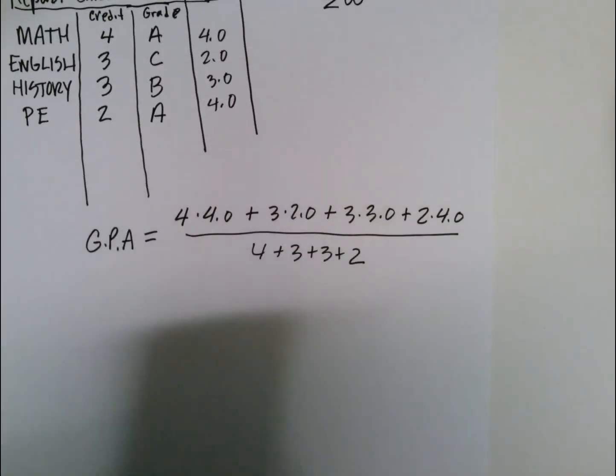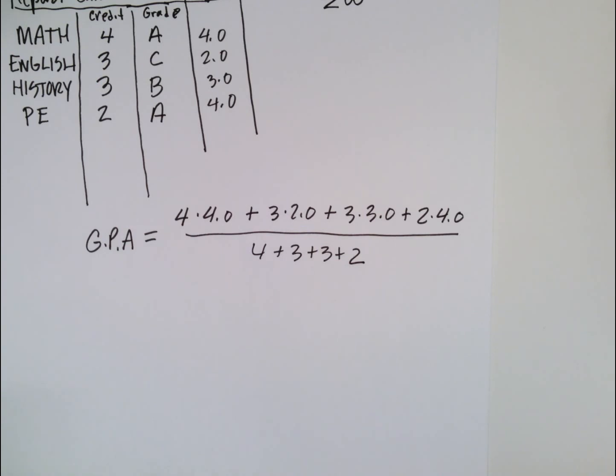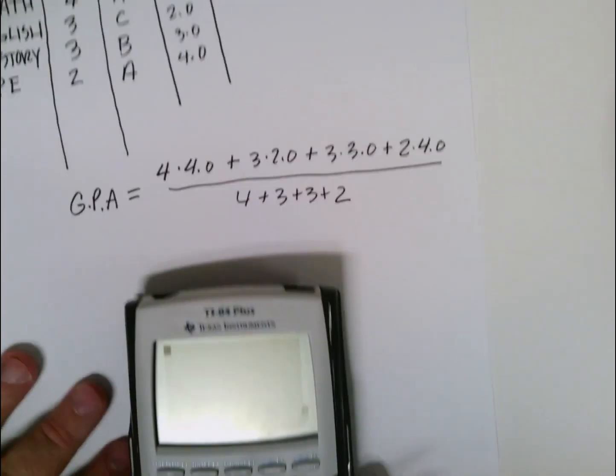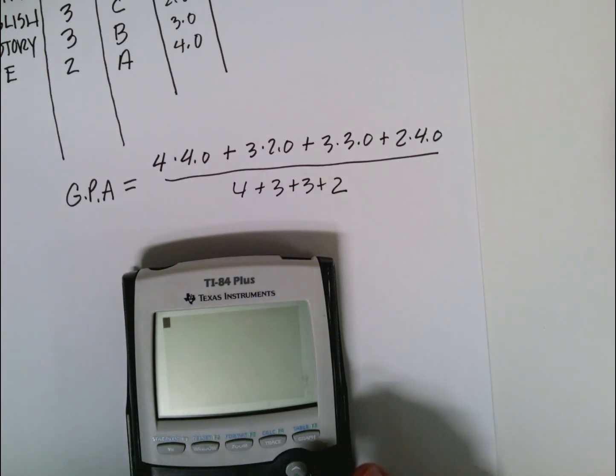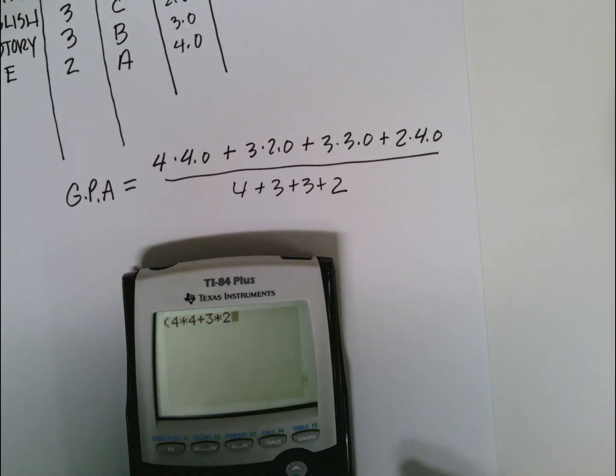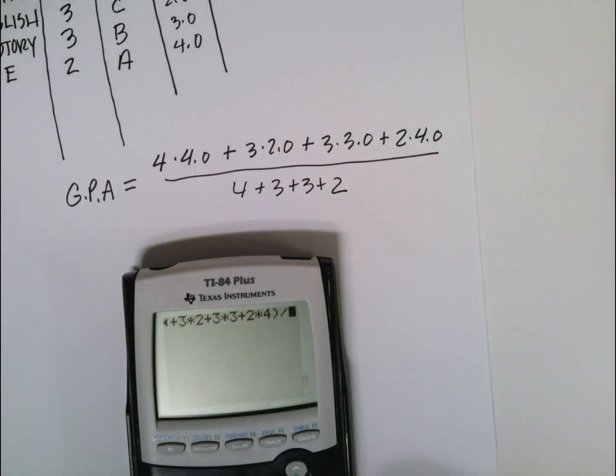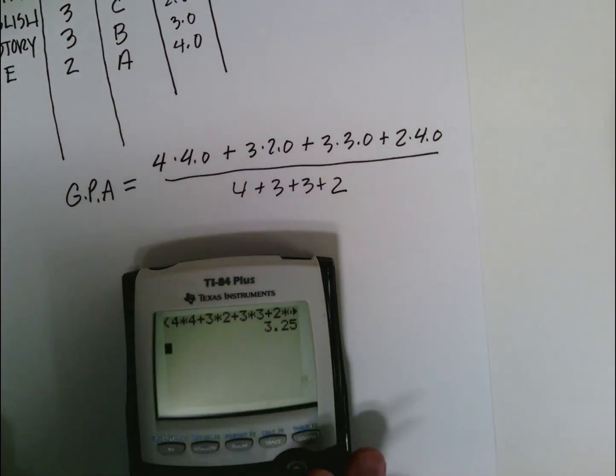So we're going to get parentheses, because we want to do the numerator first. 4 times 4 plus 3 times 2. I don't really need to put the point zeros on there. I'll talk about that in a second. 3 times 3 plus 2 times 4. Parentheses, divided by parentheses, because we want to have them add this up first before we divide. Parentheses, enter, and we get 3.25.